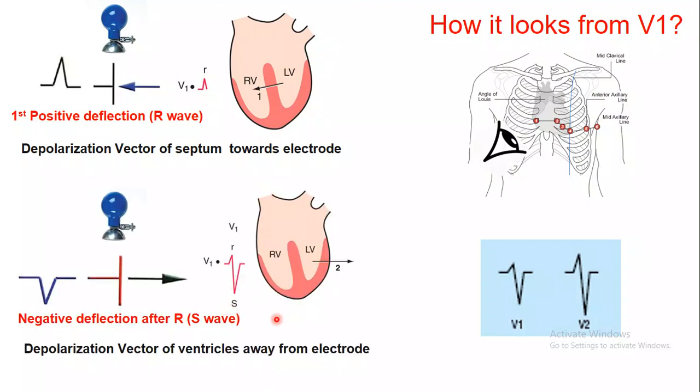Then depolarization of the rest of the left ventricle. Here the vector of depolarization is away from V1 if we are looking from this side, creating a negative deflection wave that comes after the R wave, which is called S wave. So the QRS complex when we are looking from V1 is different in morphology from that recorded from V6. V1 looks like small r then deep S. In V6, as we just saw, it is small q then large R and small s.